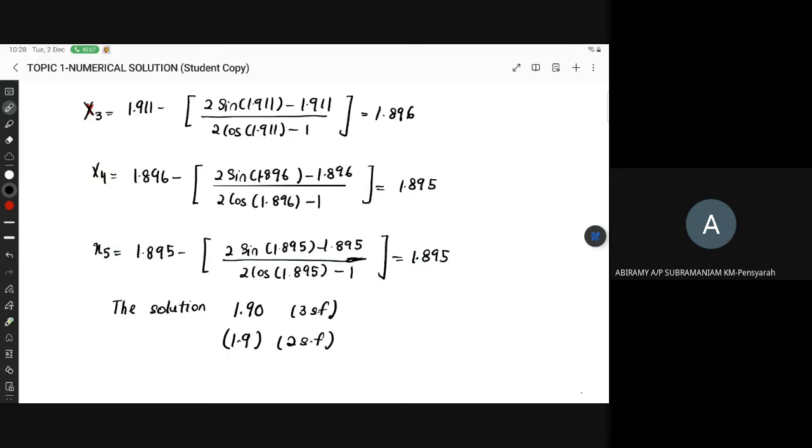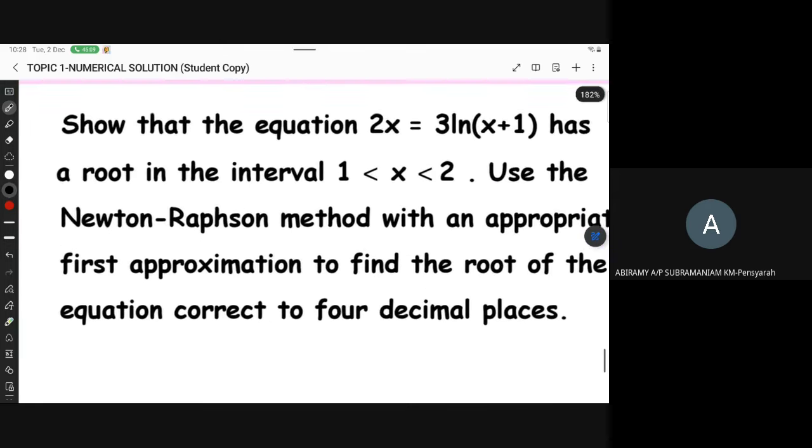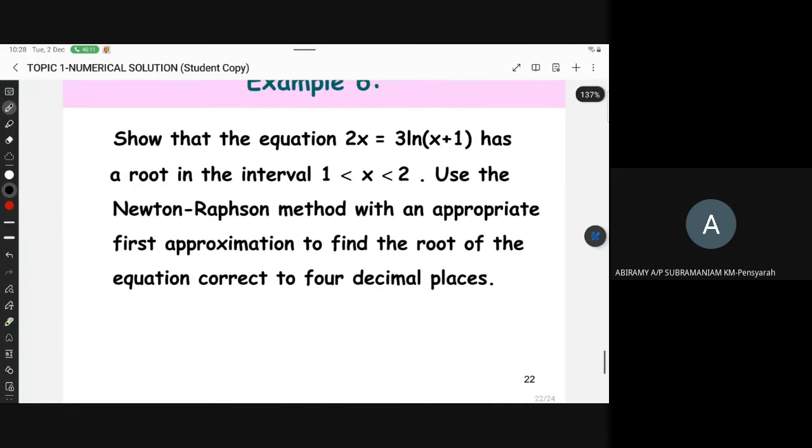So let's look at example 6. Example 6: show that the equation 2x equals 3 ln x plus 1 has a root in the interval 1 until 2. Use Newton-Raphson method with an appropriate first approximation to find the root of the equation correct to 4 decimal places.